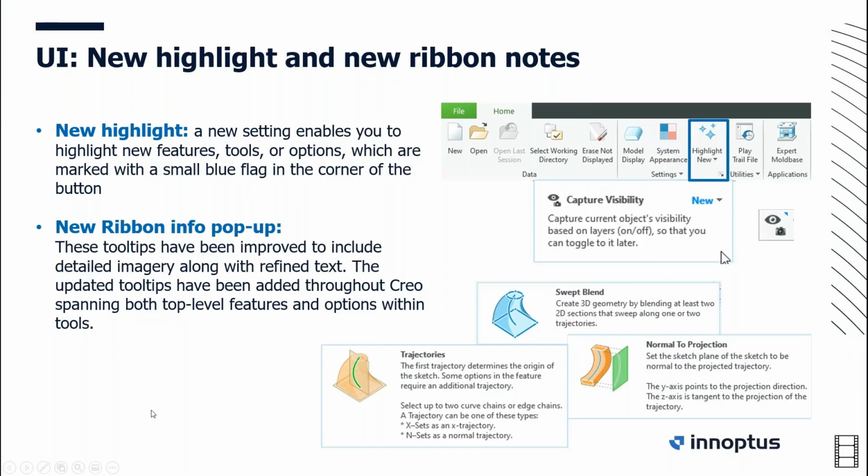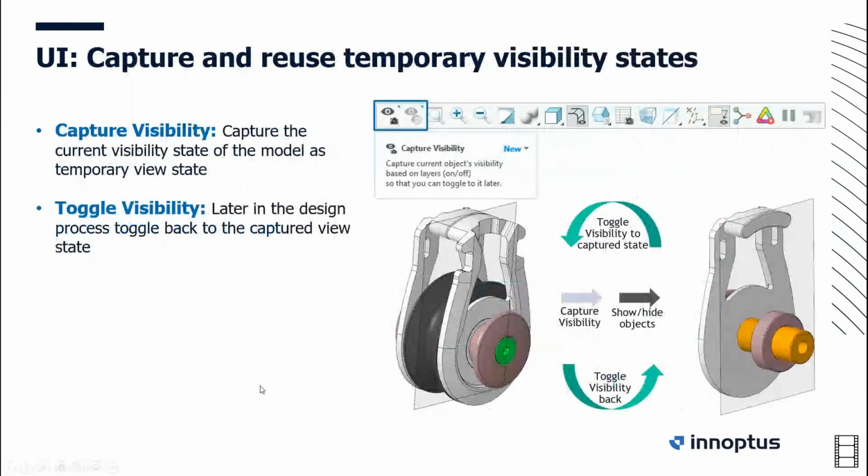But this one is also interesting. So we have a little bit more info in the ribbon, but also in the dashboard when you are in your feature. So a little bit more information of what is a swap lens, but also what are, if I hover over trajectories, what can I do with it, what I have to set up, a little bit more visual again.